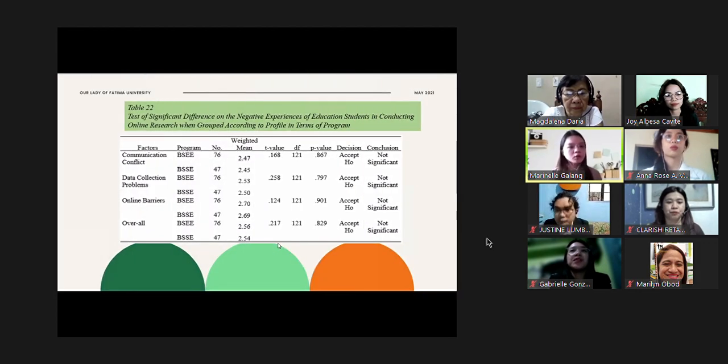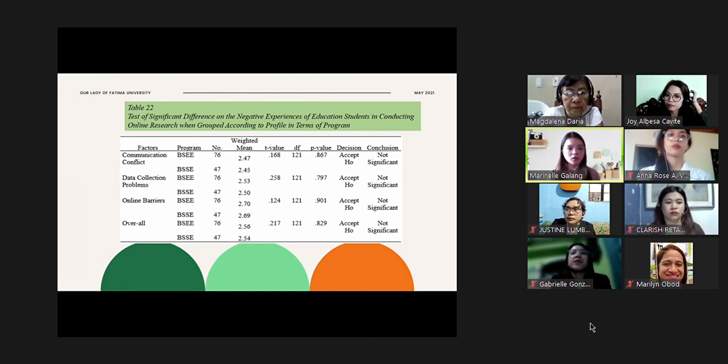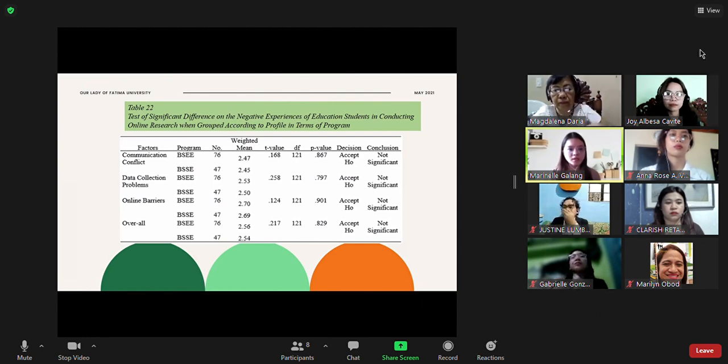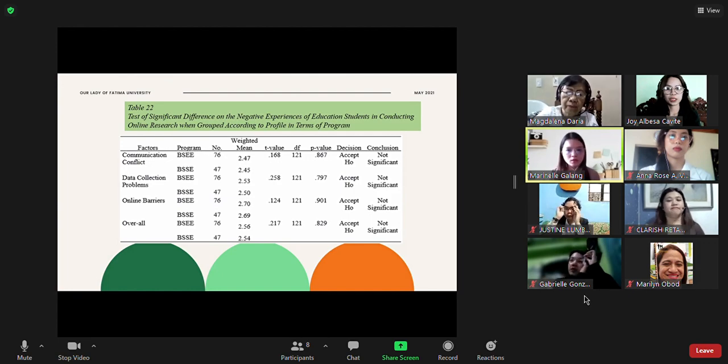For our Table 22, the test of significant difference on the negative experiences of education students in conducting online research in terms of their program. The highest p-value is 0.901 and the lowest is 0.797, the data collection problem, and therefore the overall results are accepted and there is no significant difference on the negative experiences in terms of their program.